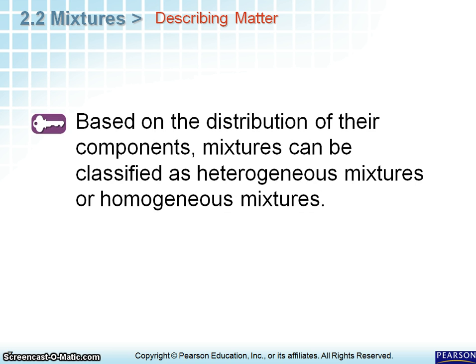Based on the distribution of their components, mixtures can be classified in two ways. Heterogeneous mixtures, right here, and homogeneous mixtures. I know you've heard these in the past, and I just want to clarify them for you so it brings back some recollection. Plus, by now you should have written out your 2.2 process journal and really read over the material.